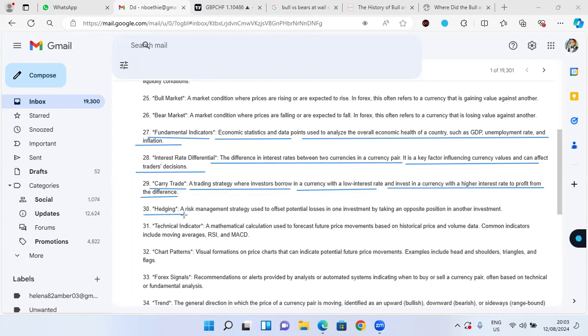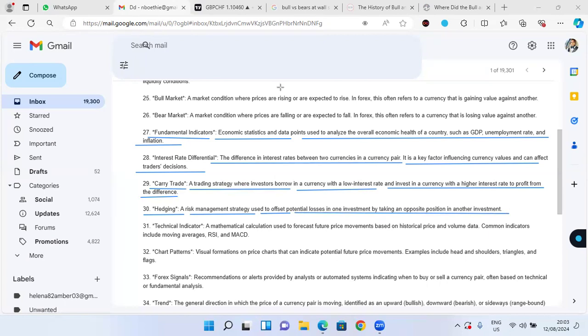And then we have hedging. We have to understand, not hedging, arbitrage. I'm not sure if it's here. It works hand in hand with hedging. Hedging is basically a risk management strategy used to offset, that is to reduce potential losses in one investment by taking an opposite position in another investment.